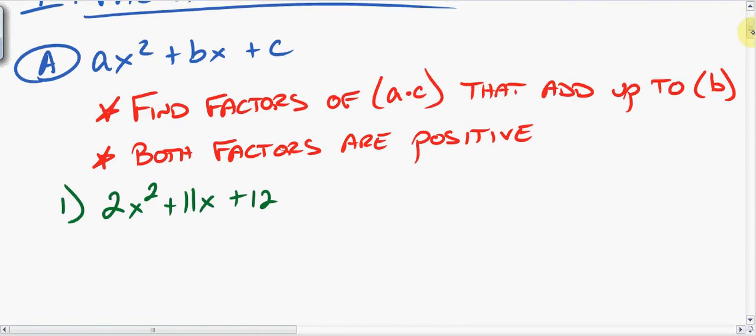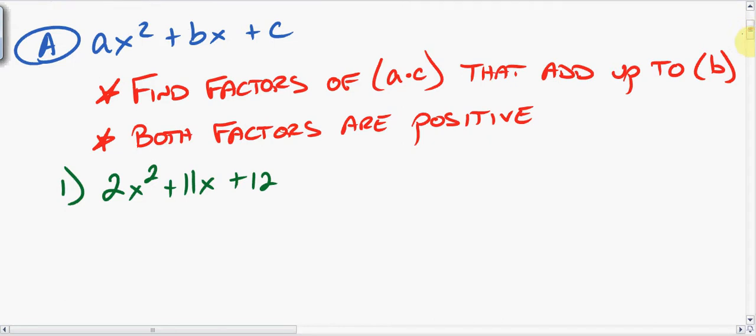So we want to look at 2x squared plus 11x plus 12. So we want to find the factors of a times c, or 2 times 12, that add up to 11. So 2 times 12 is 24. So we want to find the factors of 24 that add up to 11. You're going to go through and look at them, and you'll see both factors are in fact positive. So we'll start with the number 1.